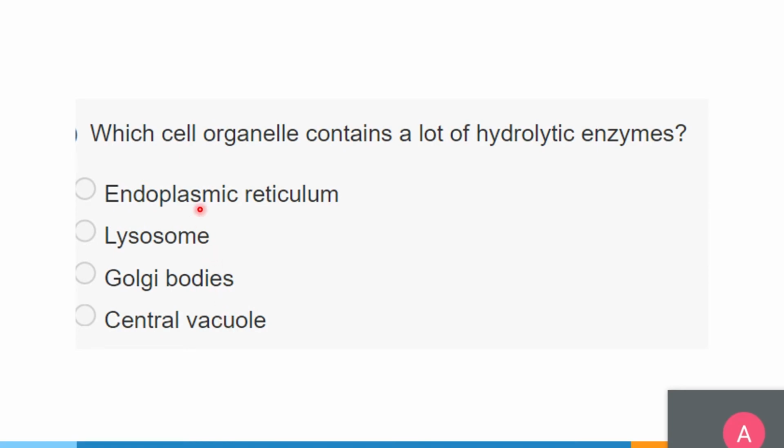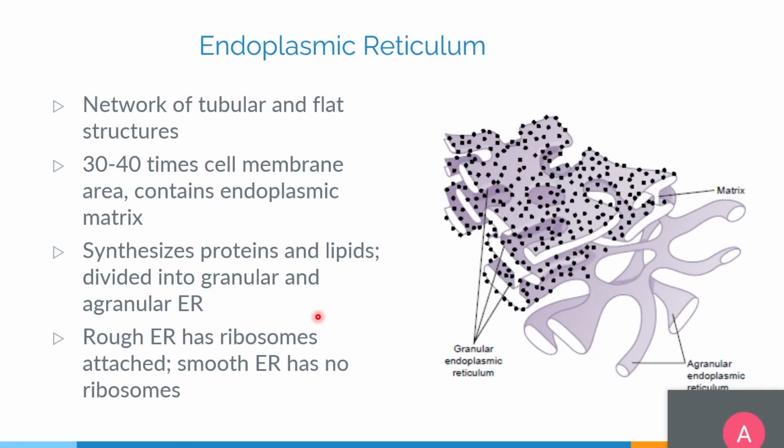Next, we move on to the next question, which is: which cell organelle contains a lot of hydrolytic enzymes? The options are endoplasmic reticulum, lysosome, Golgi bodies, and centrosome. So let us go through these organelles one after another. First, we see the endoplasmic reticulum. The endoplasmic reticulum is a network of tubular and flat structures which has a surface area 30 to 40 times larger than the cell membrane.